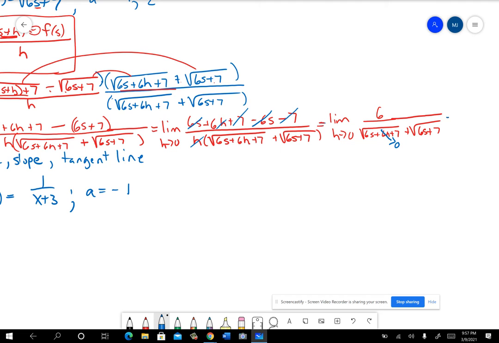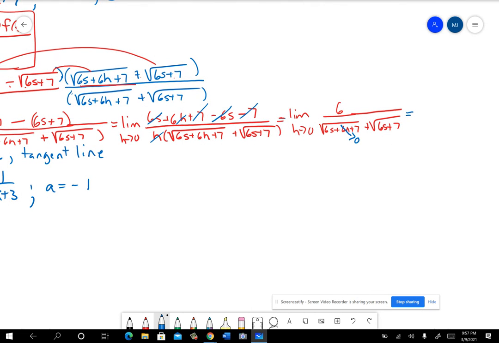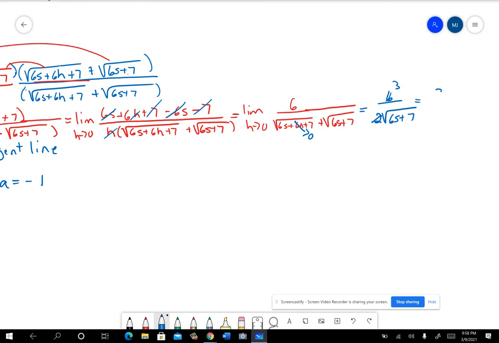And so this now becomes, now we're evaluating it where we're thinking about the limit as h goes to 0. This would be 6 over 2 times the square root of 6s plus 7, because you're just adding. Okay, and you got the same thing. So it's 2 of those, and then 2 goes into 6 3 times. So that's going to be your final answer, 3 over the square root of 6s plus 7.